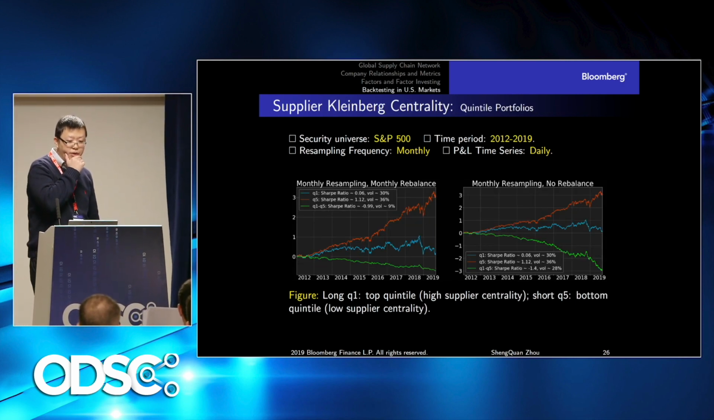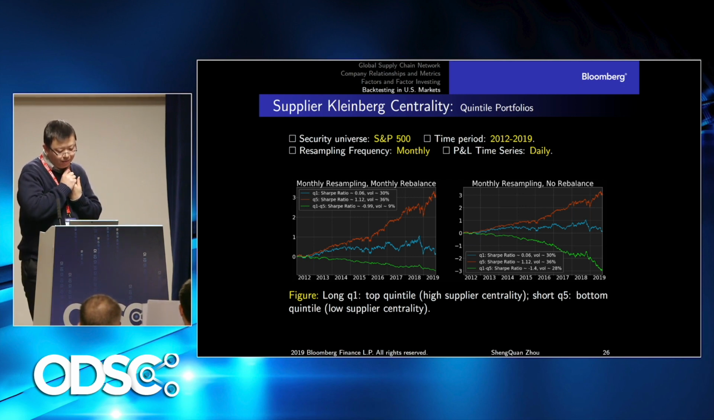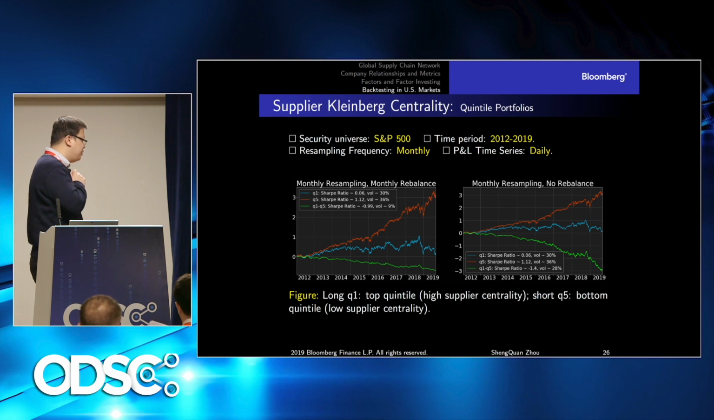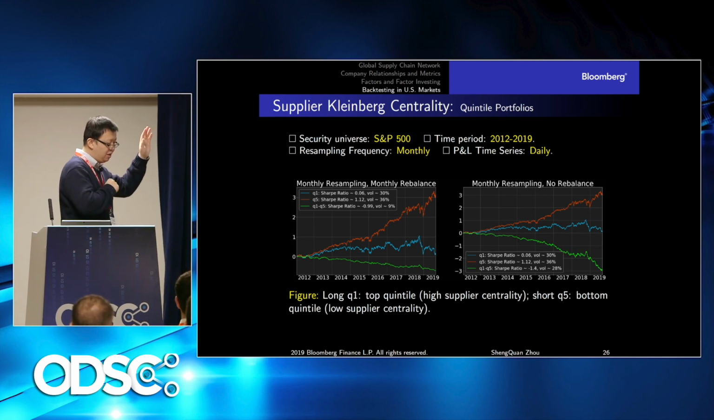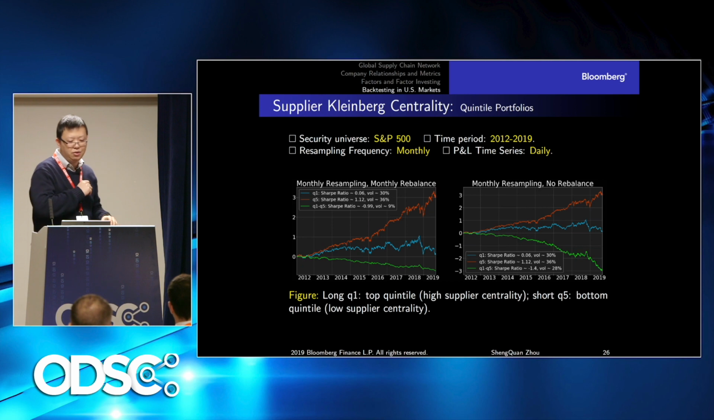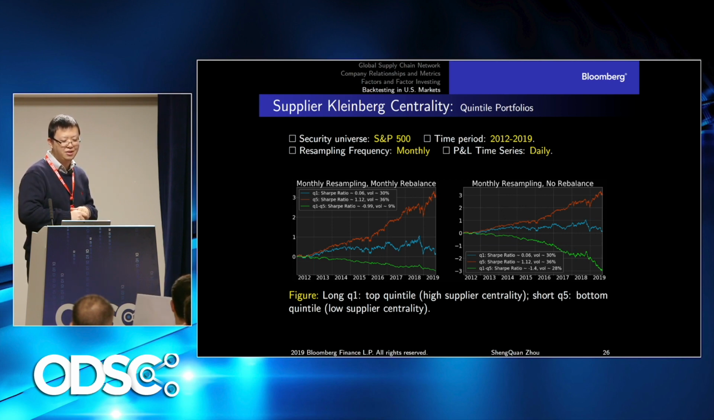Now, next we're going to talk about the Kleinberg centrality. It's also very interesting. In this case, the long-short portfolio is actually going down. That means if you long the very central companies and short the bottom quintile of low centrality, you actually end up with a losing portfolio. Of course, if you know that, you would flip it the other way around. You can long the low centrality and short the high centrality, right? And it's quite significant. You can see you have a Sharpe ratio with a magnitude near 1.